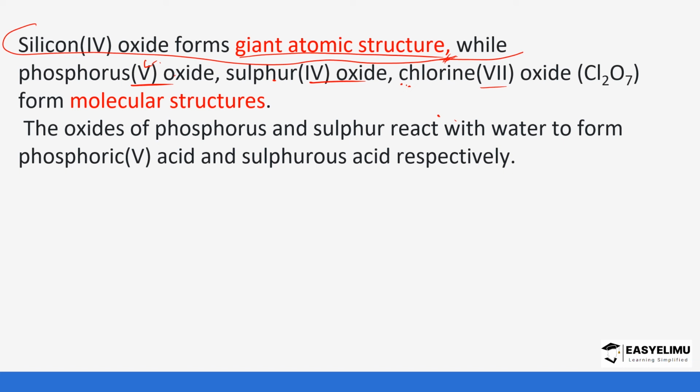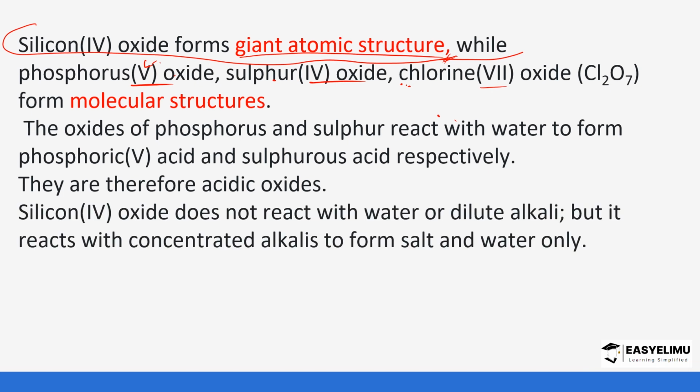The oxides of phosphorus and sulfur usually react with water to form acids. We have phosphoric 5 acid and sulfurous acid respectively. Therefore, they are usually acidic oxides. You see now the difference between the ones that we have just discussed before. Silicon 4 oxide does not react with water or acid, but it reacts with concentrated alkalis to form salt and water only. We are still going to discuss silicon 4 oxide, especially when we go to extraction of metals, as it is one of the compounds that forms impurities in most metals.